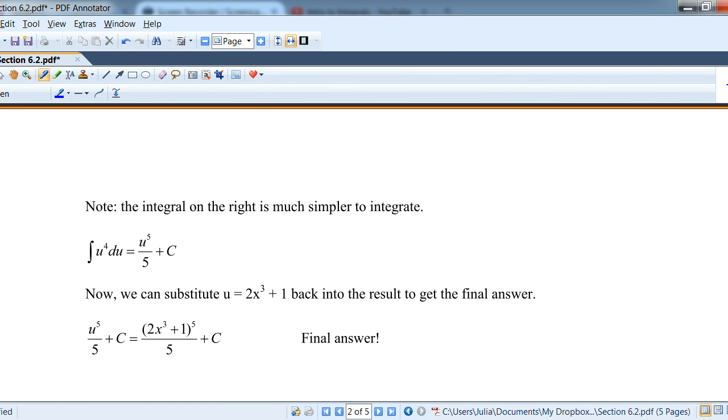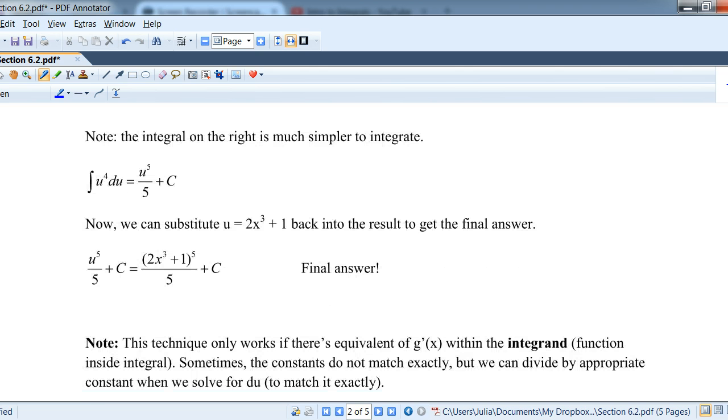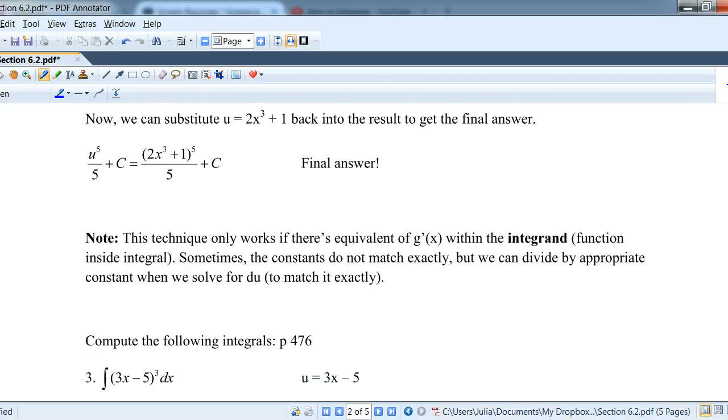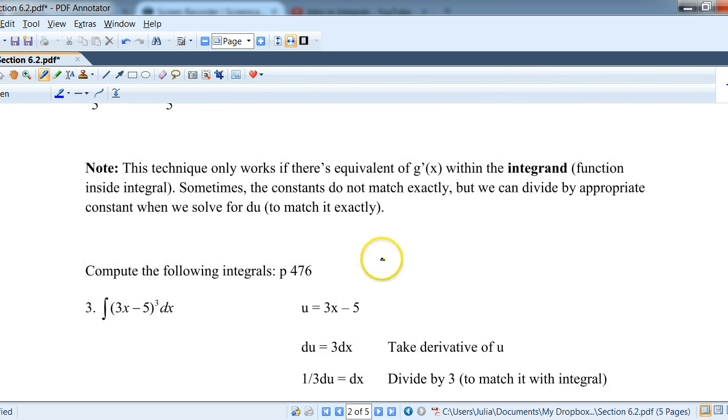It's great when it matches exactly, because then you can just substitute, but it rarely does. In fact, most of the time it does not, but the only difference should be a constant. So let's take a look at this one real quick. What if we have the integral of (3x minus 5) to the 3rd power times dx? Again, we can use the inside function as the u, which is 3x minus 5. Take the derivative of u, which is du, equals 3, and then times the dx at the end.